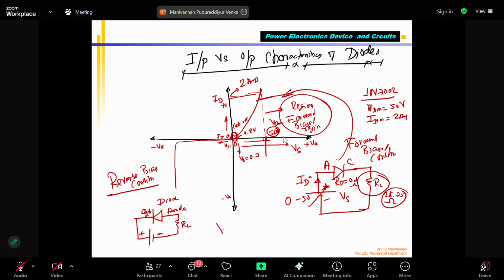That means Vs is negative, lesser than 0. Supply voltage lesser than 0, so this is the direction. This is 0, this is -1, and it goes like that. For example, this point is called -50 volts. I can apply up to 50 volts in the negative direction. In the positive side I can give positive 50 volts in forward bias, and in reverse also I can give like this.